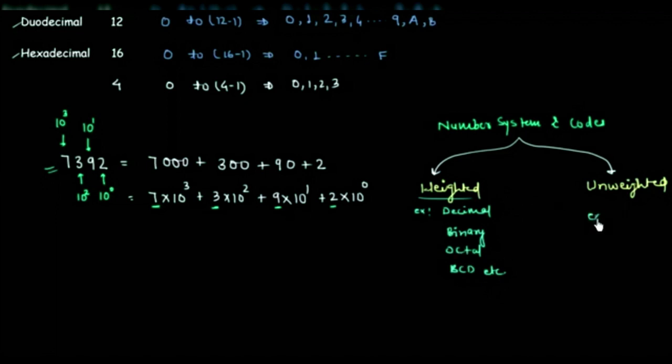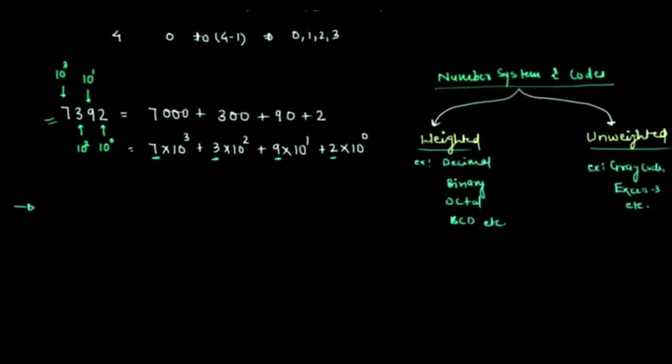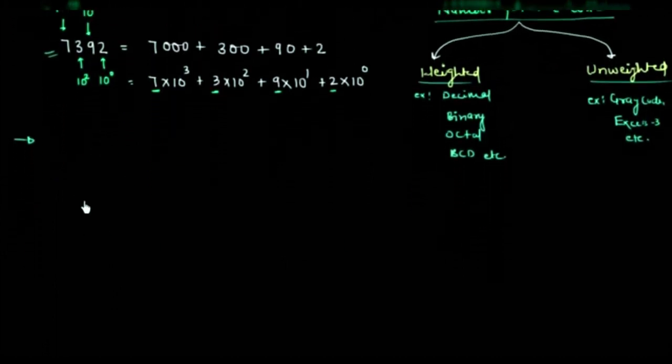Examples of unweighted system are gray code, XS3 code, etc. So this is how we can classify the number system and codes depending upon the weights on position. Now we will move to the next part and the last part of this presentation, in which we will compare binary, decimal, octal and hexadecimal number systems.